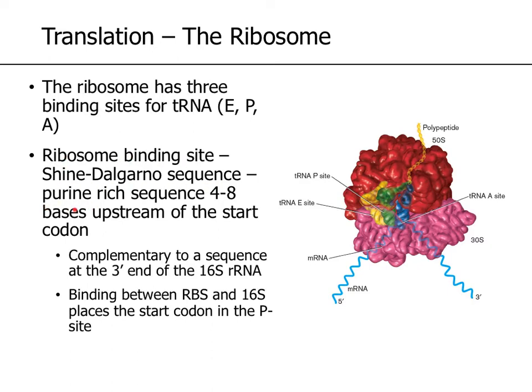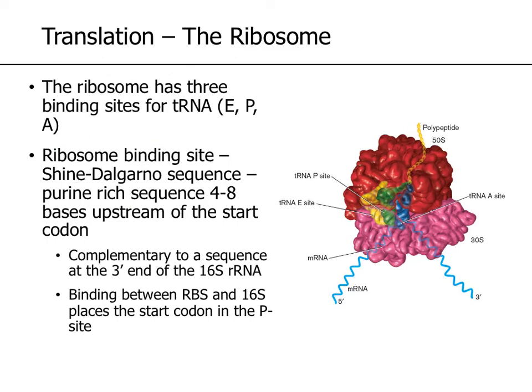This is generally a purine-rich sequence of 4 to 8 bases, which is 4 to 8 bases upstream of the start codon. So we know that it's going to start translation at the AUG, at the start site. But what you can imagine is, just because there's an AUG, if I start it here, there could be another AUG just 2 nucleotides down, right? So how does it know where the actual correct start is? Does that make sense?